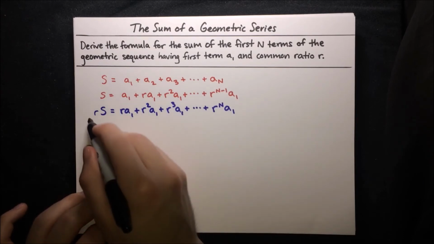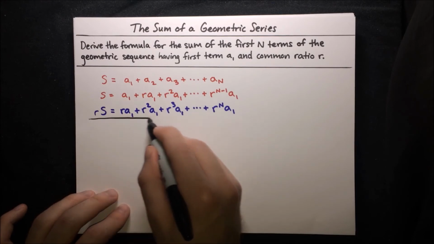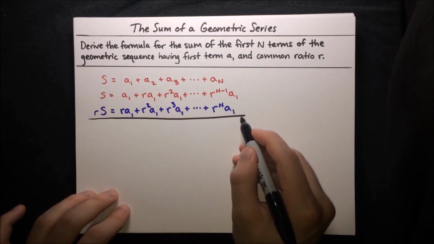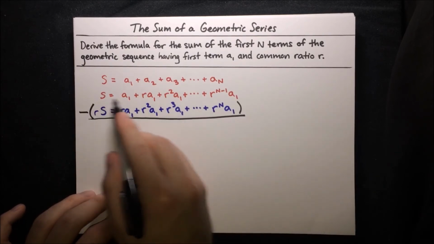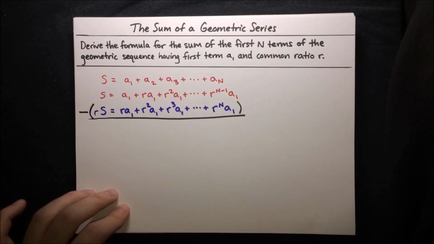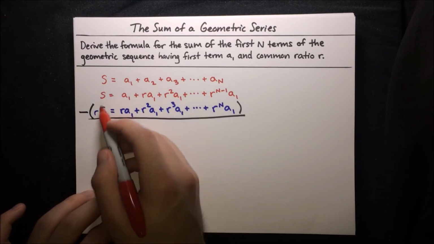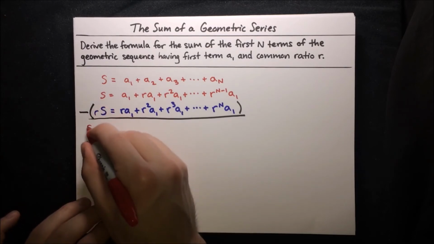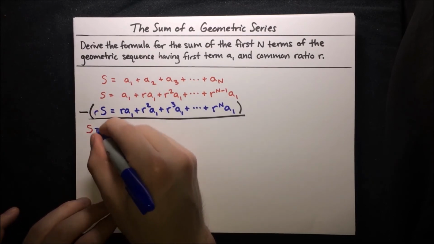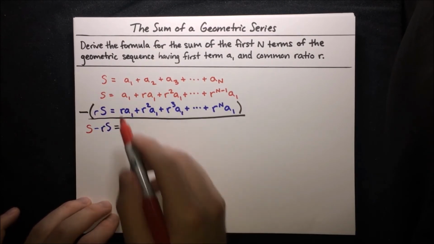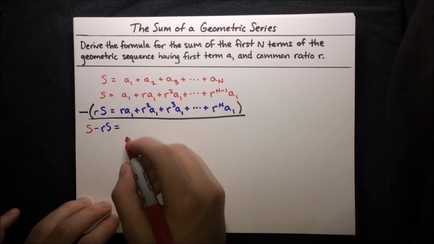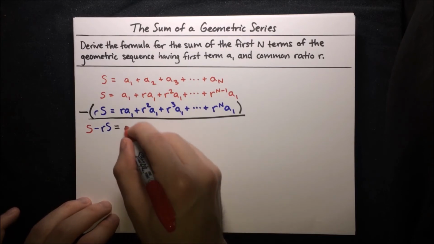So here's the magic move that'll simplify the situation drastically. We're going to subtract this bottom equation from the top equation, and that will cause a lot of terms to cancel. So on the left hand side we have S minus rS, and that's equal to, why don't we just write these terms in vertical order just to be very explicit and see where the canceling is happening.